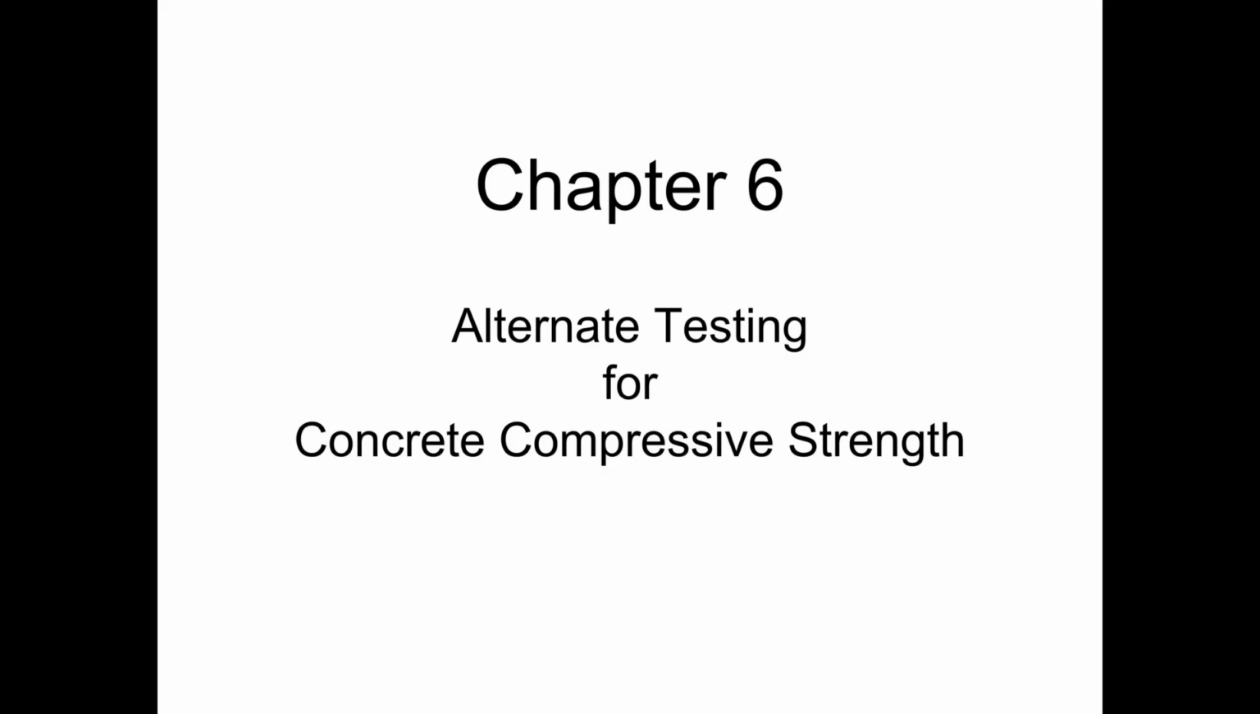All right, that's the only one that came in. All right, well, let's go ahead and talk about alternate testing for concrete compressive strength. The title of the chapter is not really accurate because some of these alternate methods that we're going to be talking about aren't necessarily used for strength. Most of them are, but some of them are not. Probably a better title for the chapter is alternate testing for concrete properties as opposed to just compressive strength.